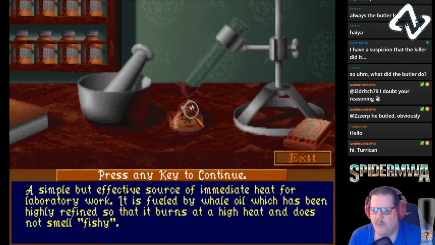Mortar and pestle, oil wick burner, a simple but effective source of immediate heat for laboratory work. It is fueled by whale oil, which has been highly refined so that it burns at a high heat and does not smell fishy.